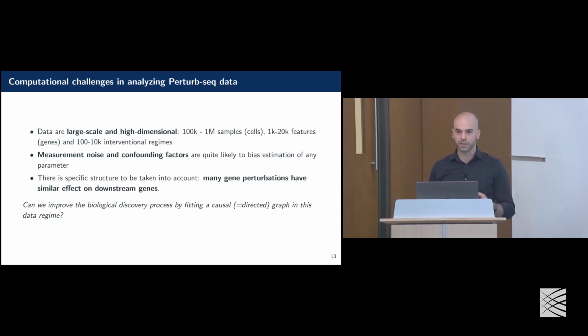We want to consider at least thousands or tens of thousands of features, just considering genes. And we have many interventional regimes, meaning that we have many perturbations. Other complications are that we have measurement noise and confounding factors. Measurement noise, you can think about it as the stochasticity of gene expression and all of those things that you would like to consider.